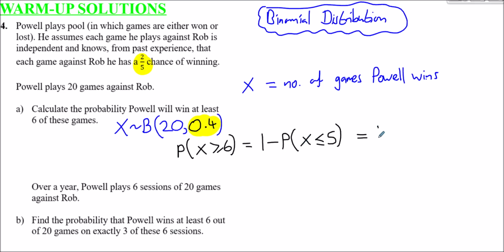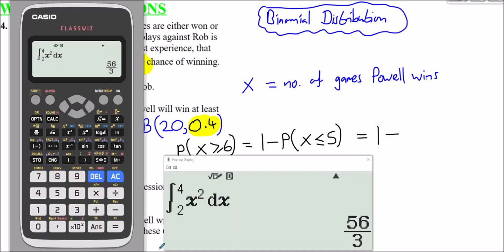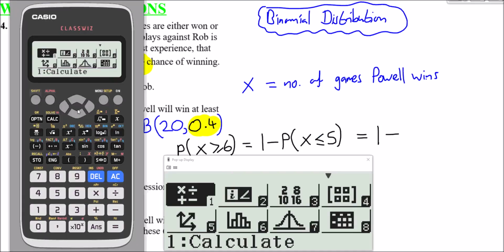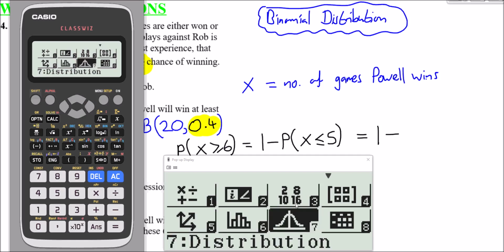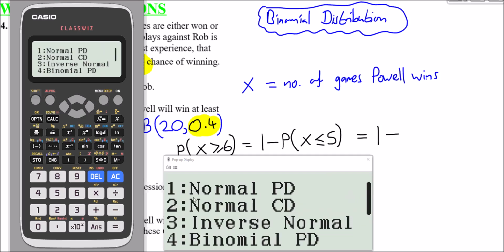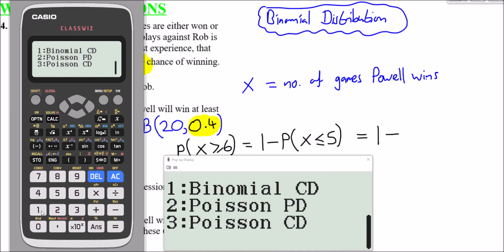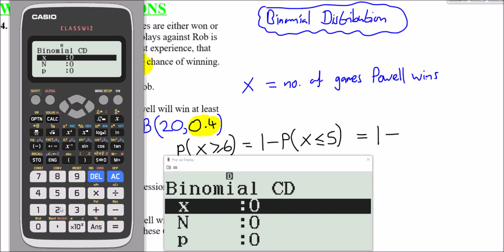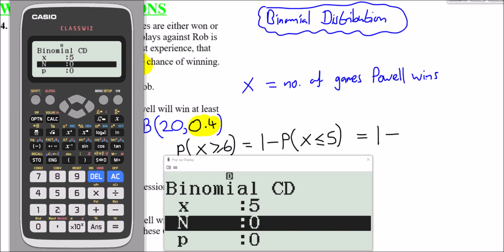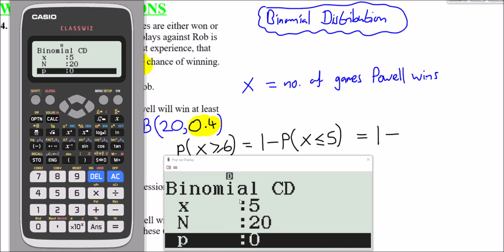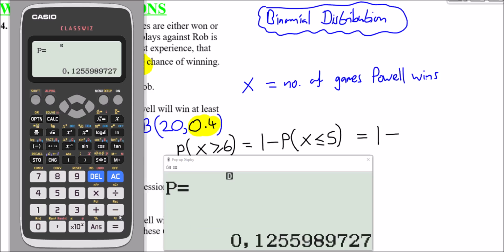On the calculator, on the ClassWiz, I'll show you how to type this in. Because we have an inequality here, we're going to use binomial CD function, cumulative binomial. So press Menu, go to option 7, distribution, press equals. Now scroll down till we see binomial CD, press 1, press 2 for variable. We're trying to work out the probability he wins 5 or fewer games, so what's the chance of winning 5 or fewer out of 20? That's what we type first. P is 0.4. Press equals and equals again.